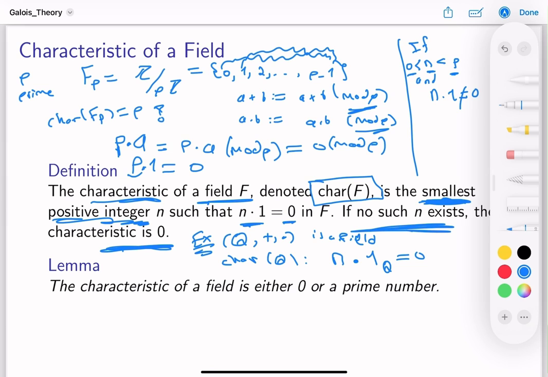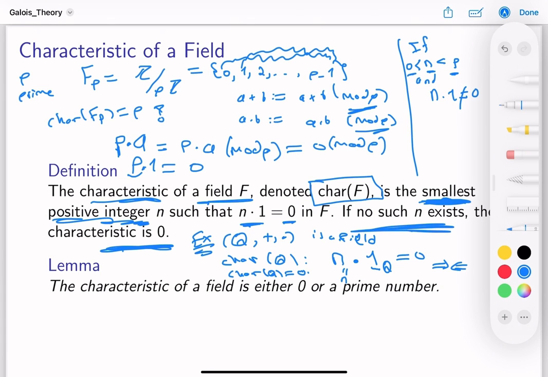Because multiplication in Q is defined in the usual sense, this is the real number 1. So n dot 1 is just n here, right? So if n dot 1 is 0, then n is 0. But n was assumed to be strictly positive, so there is no such n. This is a contradiction. In other words, the characteristic of Q does not exist, or, as we mentioned, some people call the characteristic of Q 0 in this case, because it doesn't exist.